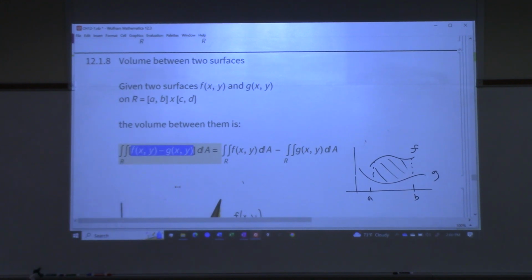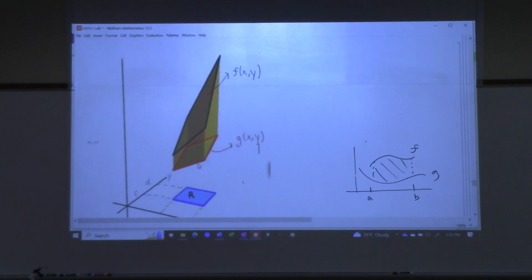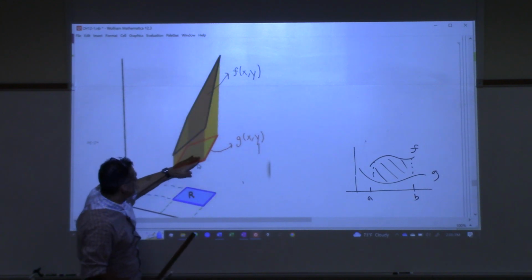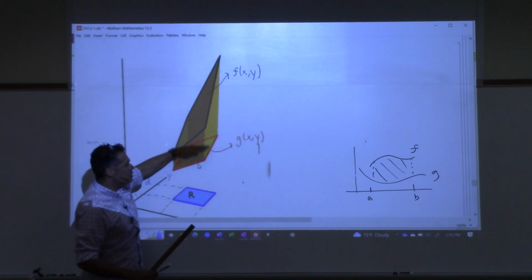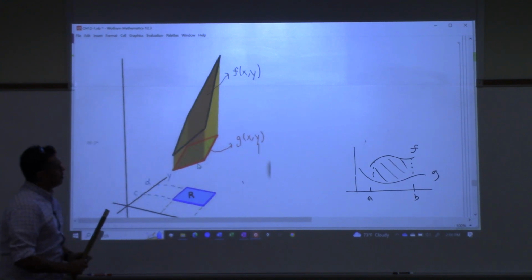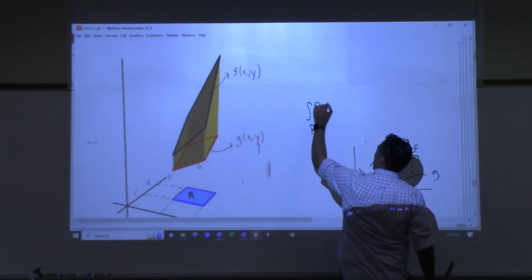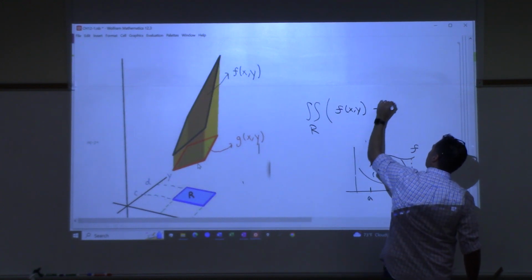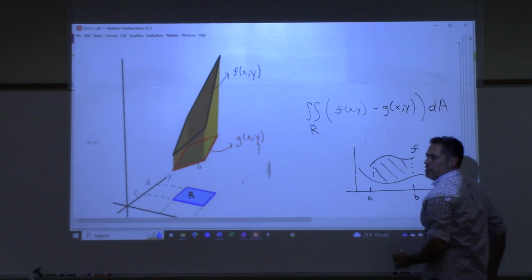So I have a picture that goes with this that you can see. Hopefully that makes sense. You have a top surface. You have a bottom surface. You have the rectangle on the ground. You want the volume between those two surfaces. Then you set up that double integral over that rectangle. And then what you do is you take the f function, you subtract the g function, with respect to area, and that'll give you the volume between them.